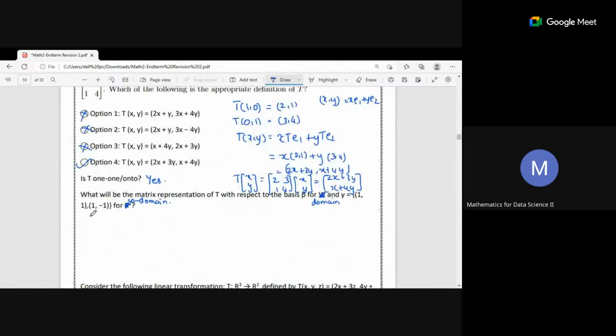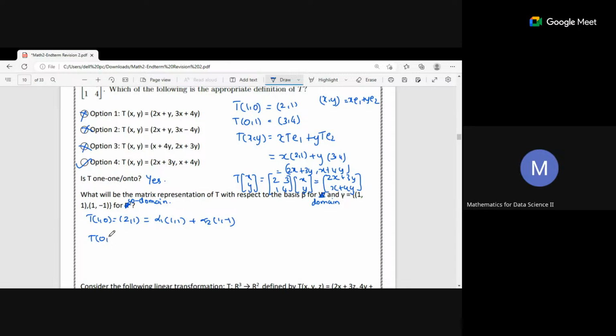So what is T of (1, 0)? (1, 1). Are you sure? T of (1, 0) will be 2 into (1, 1) plus (2, 1)? Already we have that information here. It is (2, 1). You just have to find the coefficients here in terms of (1, 1) and (1, -1).